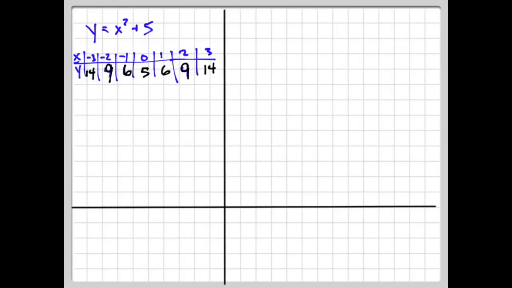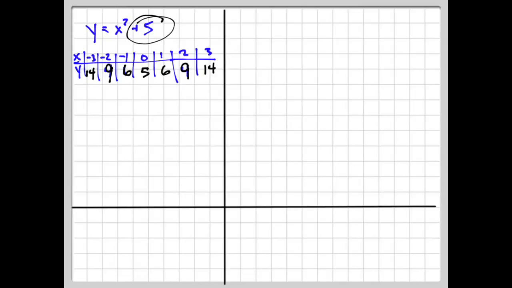Where did that 5 units come from? The plus 5 in the equation. Does that make sense? Because now 0 squared is 0 plus 5 puts us at 5. 1 squared is 1 plus 5 puts us at 6. 2 squared is 4 plus 5 puts us at 9.